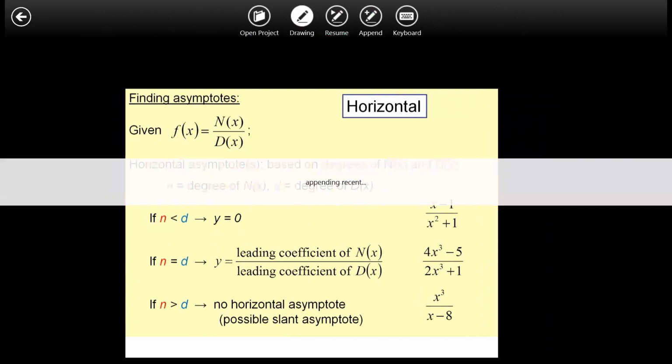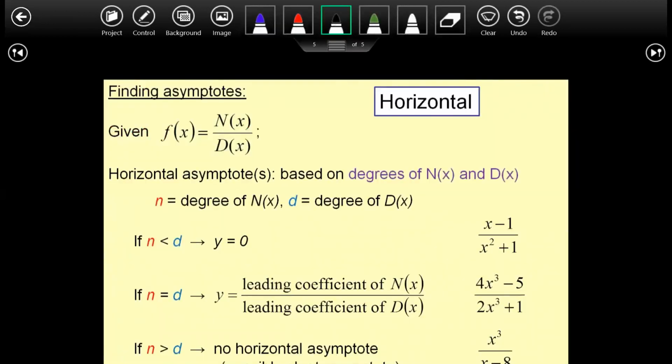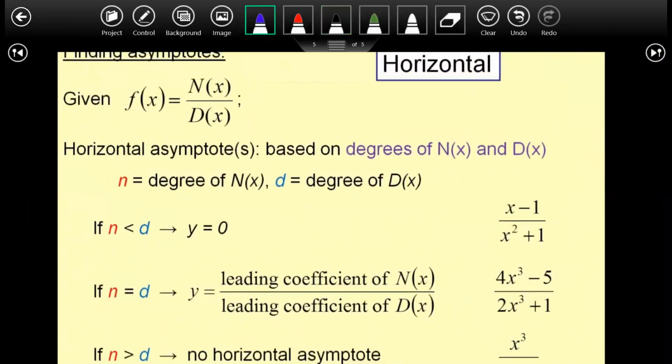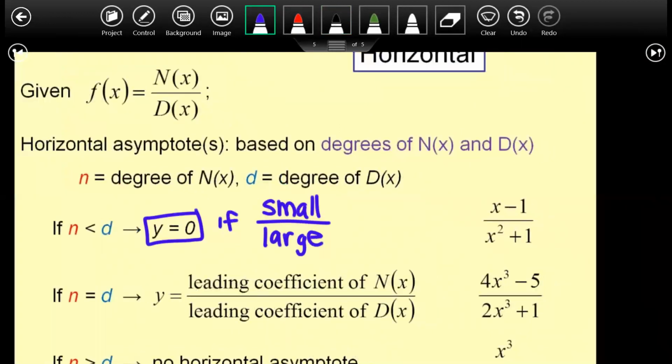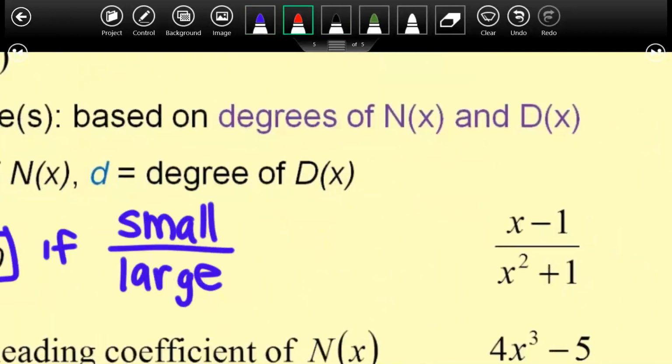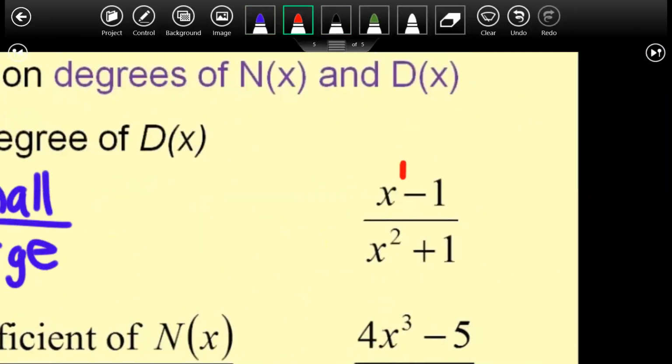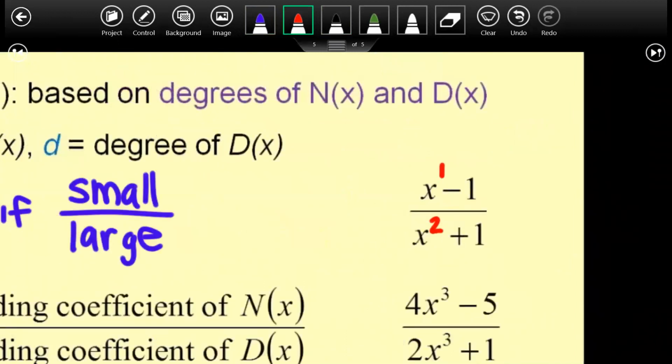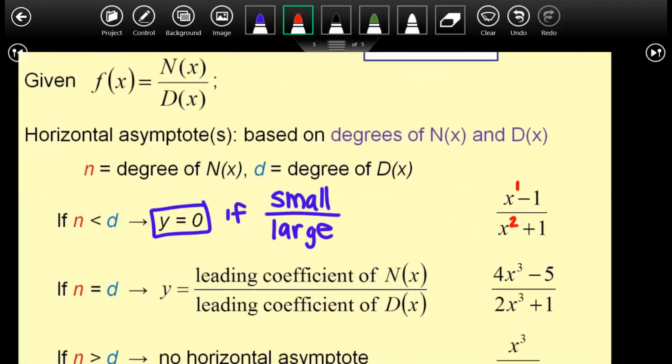So copy down that. I would definitely recommend you copy down this version. Basically, we're going to have an asymptote if you have small degree over large degree. Small over large. Looking at this example problem, you always want to take the leading or the highest degree. In this case, it's 1 over 2, so it's small over large. That means we're going to have an asymptote at y is equal to 0.